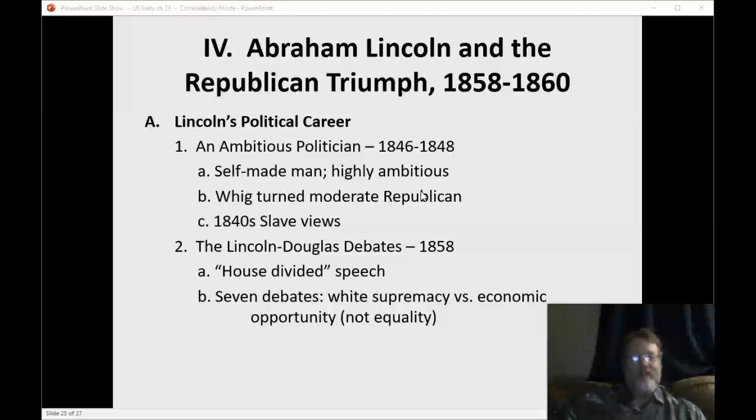So he advocated potentially ending slavery, economic opportunity, sorry, to make that clear, but not equality among the races. This is not a dig on Lincoln. This is actually typical of the time. He's not unusual. That's really my point.